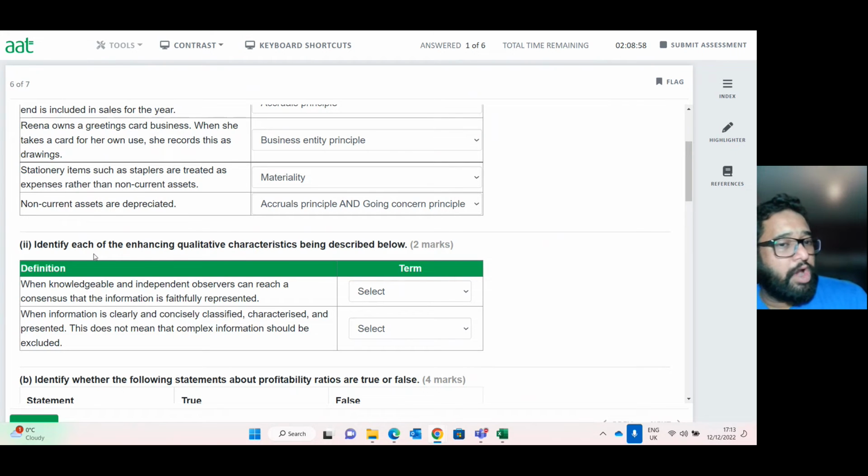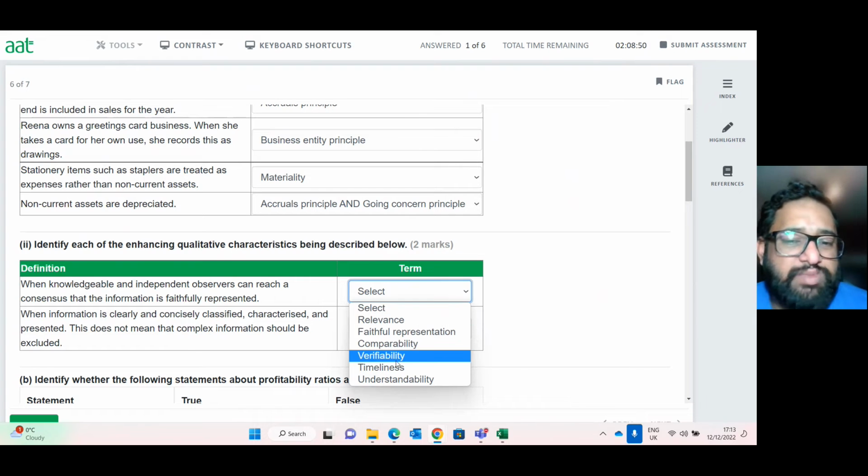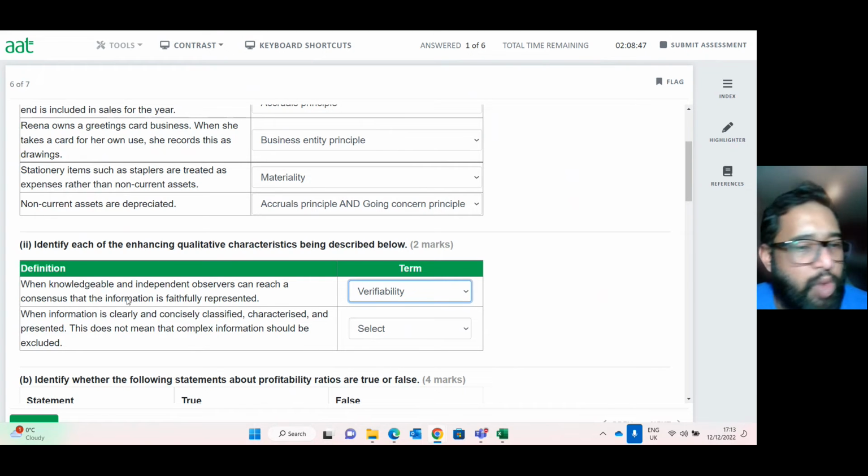So the first one is when knowledgeable and independent observers can reach a consensus that the information is faithfully represented. So if I look at it here, it is more of a verifiability. The reason why the people outside can verify this information clearly is because we are looking at it as being faithfully represented to them. Okay, so that means something to be verified.